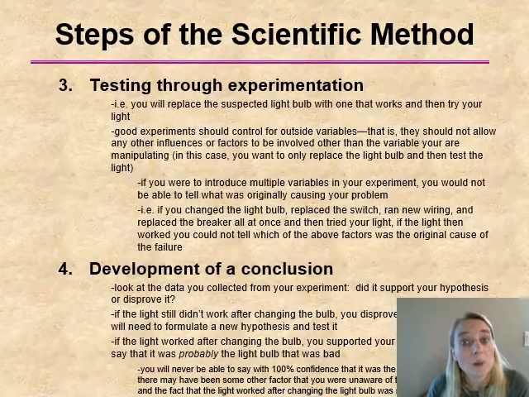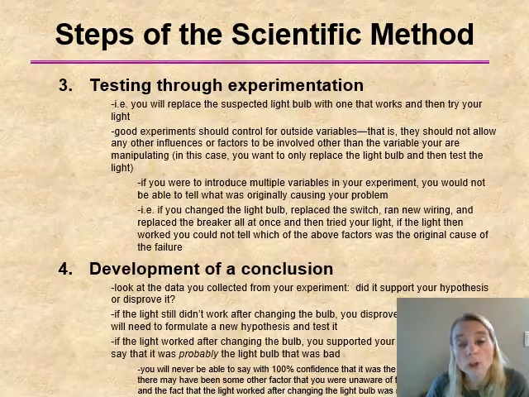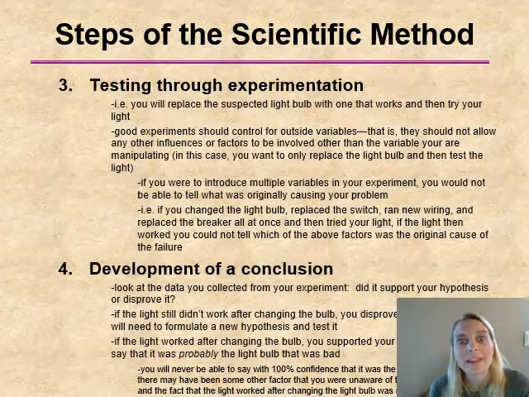Now, then you can develop a conclusion. Let's say you did change the light bulb and the light flicked on. You can support your hypothesis. Hey, my light bulb was burnt out, and I supported that hypothesis because I put in a new light bulb and the light came back on. So that's your conclusion. It was a burnt out light bulb that was the reason for my light not coming on when I flipped the switch.